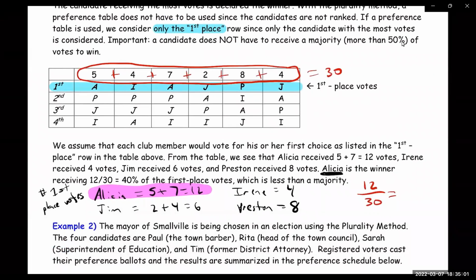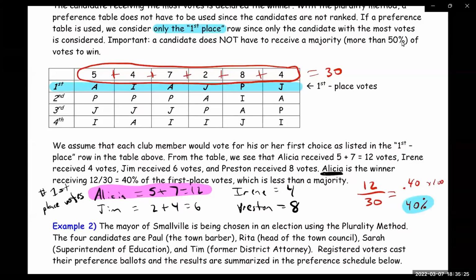If you do that on your calculator, you'll get the decimal. 12 divided by 30 is 0.4. And if you multiply that by 100, that gives you the percentage, 40%. So as you can see, you don't have to get the majority of the votes. You can still win even with less than 50% of the votes.